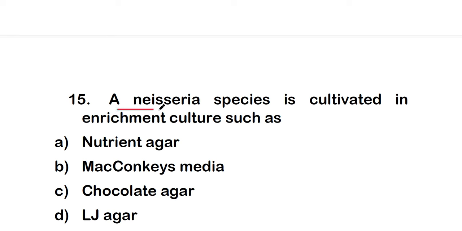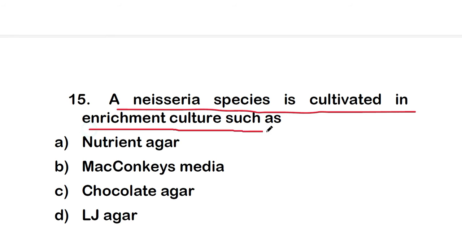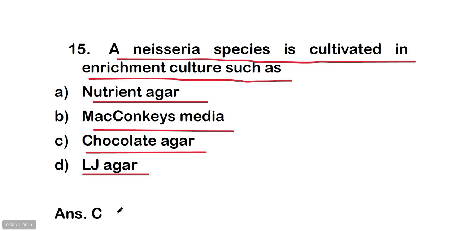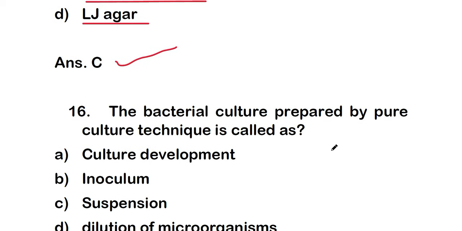Neisseria species is cultivated in enrichment culture such as option A, nutrient agar, option B, MacConkey agar media, option C, chocolate agar, or option D, LJ media. So Neisseria species is cultivated in enrichment culture such as option C, that is chocolate agar. Okay, so let's move on to question number 16.